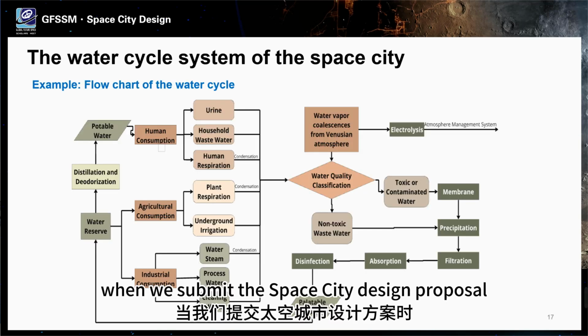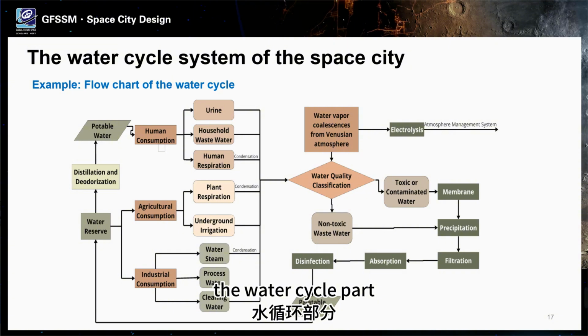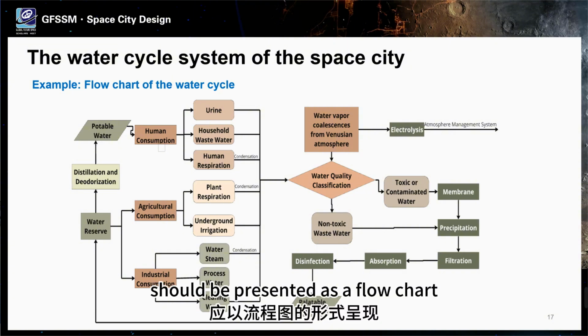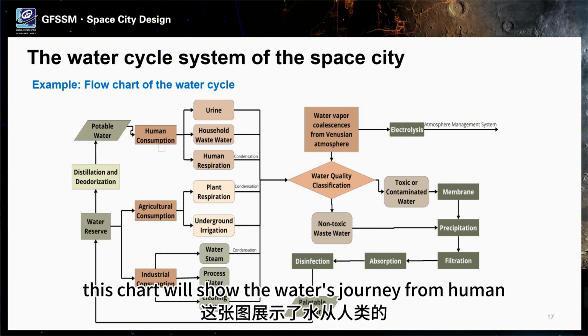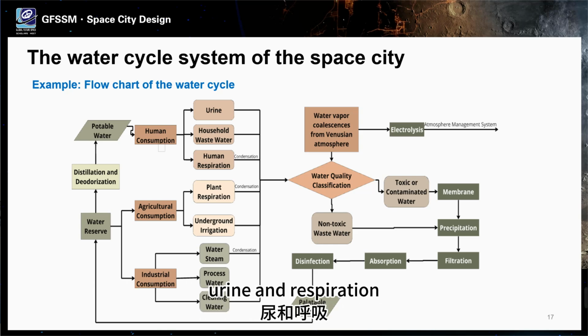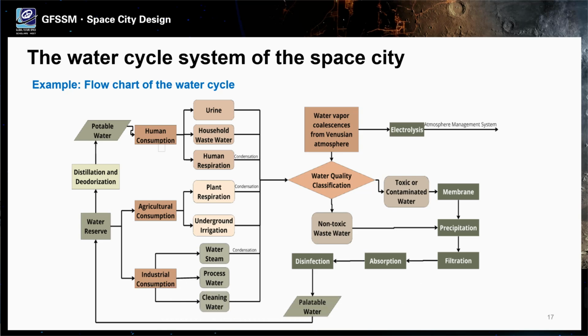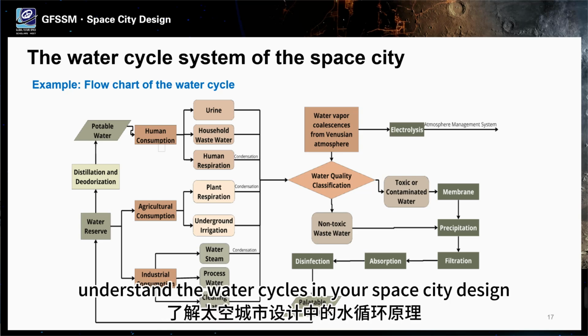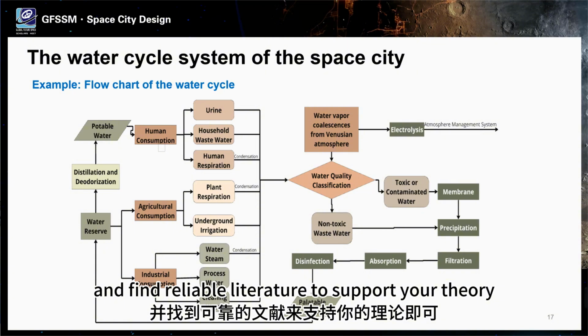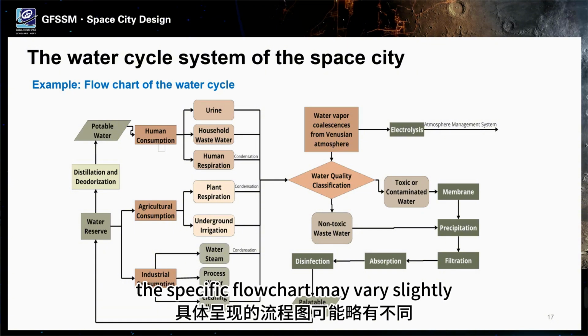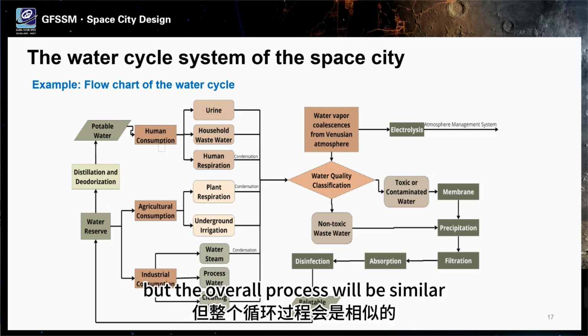When we submit the Space City design proposal, the water cycle part should be presented as a flowchart. This chart will show the water's journey from human urine and respiration through condensation, electrolysis, distillation, and disinfection and into recycling for agricultural irrigation and industrial use. You just need to understand the water cycles in your Space City design and find reliable literature to support your theory. The specific flowchart may vary slightly, but the overall process will be similar.